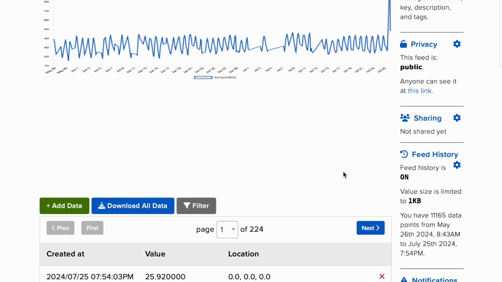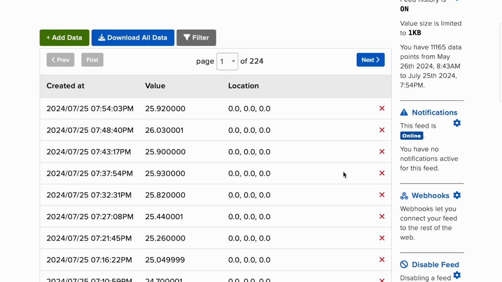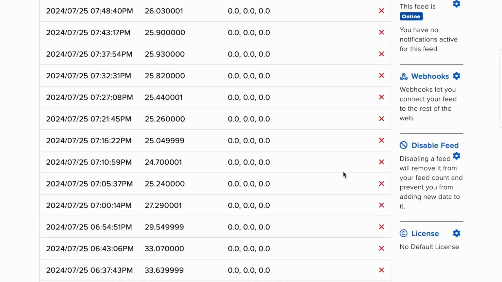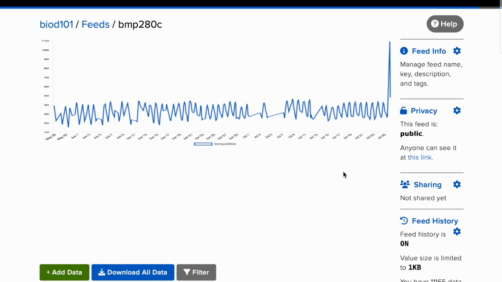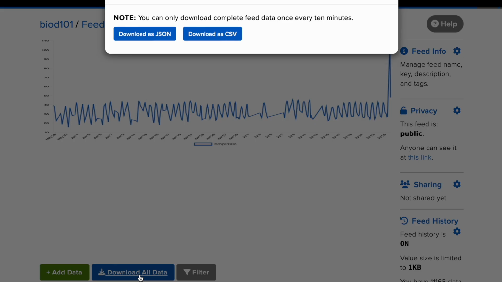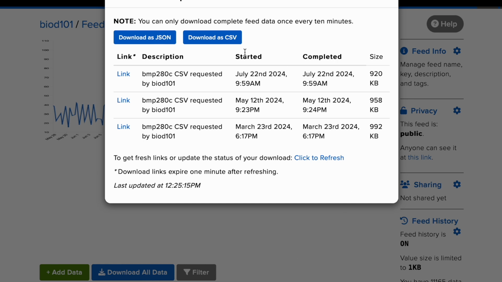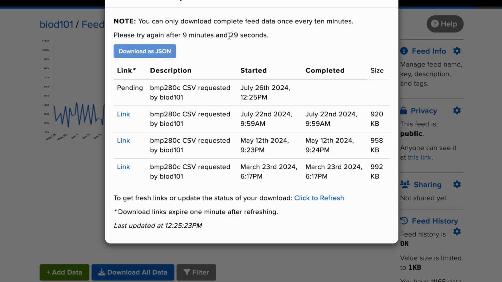And this is just a quick screenshot of what I'm talking about. I'm logged into Adafruit IO right now, and I'm looking at my data. And of course, I'm going to want to download that data, so I click on this blue button. You can see that I have 3 links from prior data downloads. I'm going to go ahead and download as CSV for my latest data that hasn't yet been downloaded. You can see that it's pending there, and I'm going to wait maybe a minute or a few seconds, and eventually I'll click on refresh.